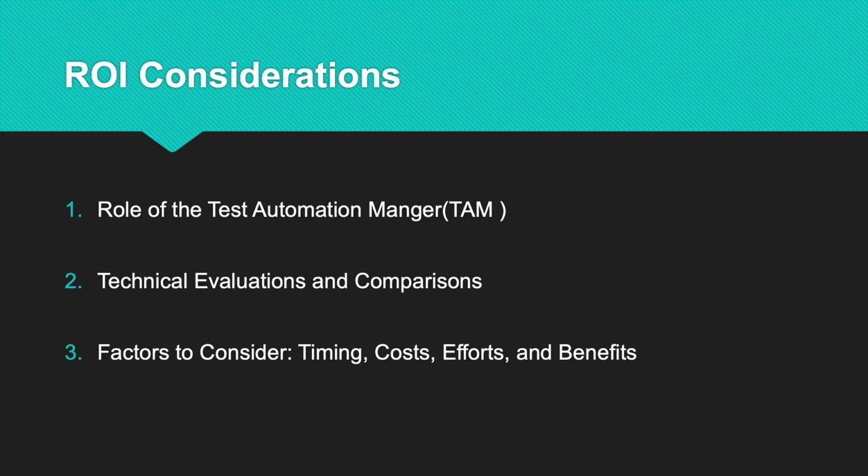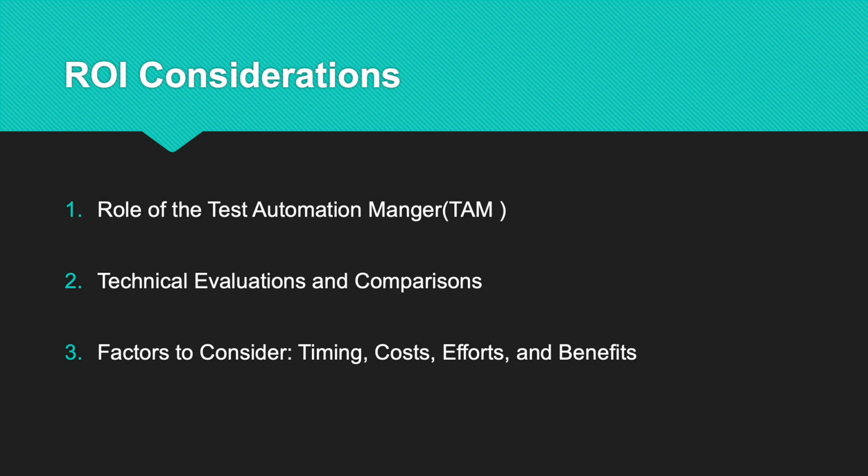Let's now discuss the return on investment considerations. In simple terms, it's about determining whether the benefits obtained from using abstraction outweigh the costs associated with implementing it. So, this analysis helps organizations make informed decisions about their automation strategies and ensures that the investment made in automation yields positive returns in the long run.